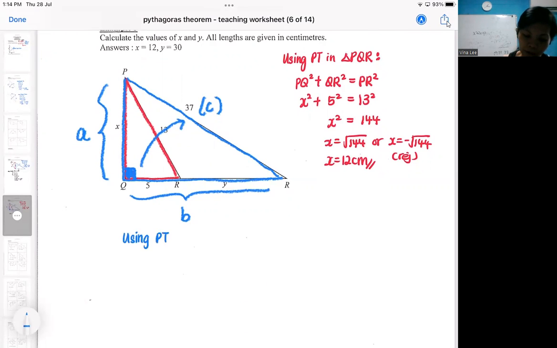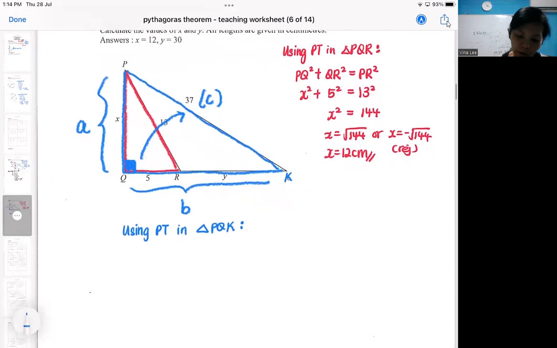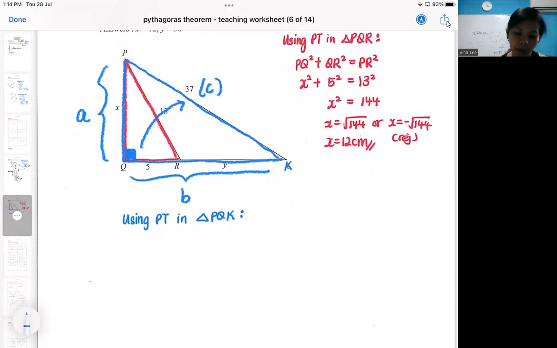So using Pythagoras theorem in triangle PQ, I think I made a different notation. Okay, maybe this one should be a K. Okay, there must be a typo. Okay, so look at the notation. A is actually PQ. B is actually QK. And C is PK. So can you see this one is the A, B, C. So the notation gets you a bit confused.